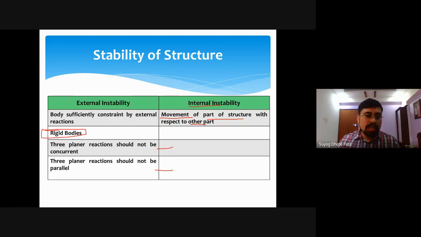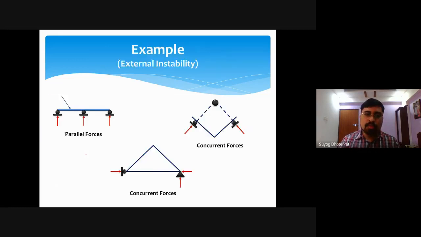Means what? If these three reactions are concurrent, three reactions meeting at a particular point, then that structure will not be stable. Similarly, if three parallel forces are there, in that case also the particular body is not externally stable. So for examples of external instability, if these are the parallel forces, with this roller support, this roller support, this roller support, three roller supports are there, three vertical reactions are there, but no horizontal reaction is there.